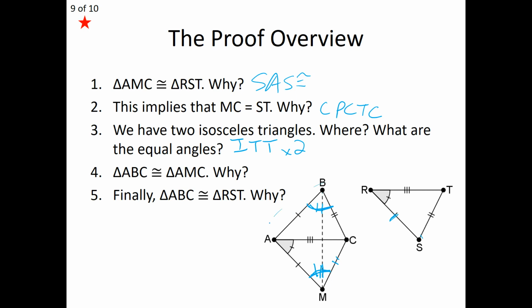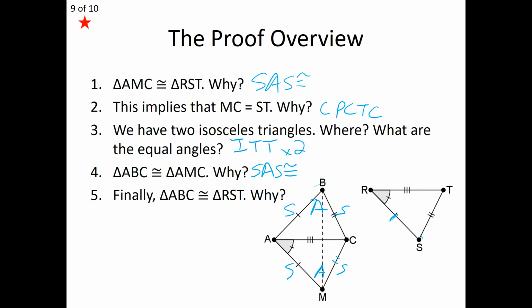Here's why. Look, AB and AM, they're equal. BC and CM, they're equal. And we just proved that their included angles are equal. So what do we have going for us? We have side, angle, side. So that is why we know that we have a second pair of congruent triangles.